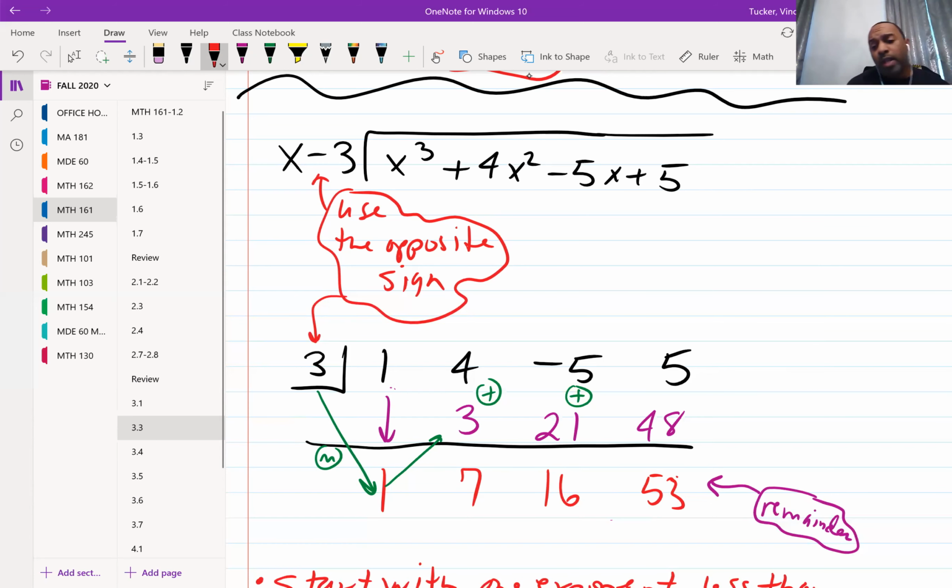Then to write the result, you're going to start with one exponent less than the original polynomial. So originally we had x cubed. That means we're going to start with x squared. We use these numbers as our coefficients. So that's 1x squared plus 7x plus 16 plus 53 over x minus 3. Remember, 53 is your remainder, so it goes over what you were dividing by, which was x minus 3. Any questions?